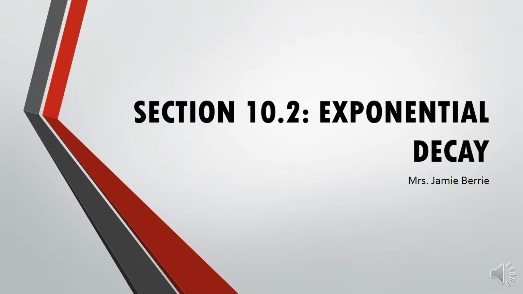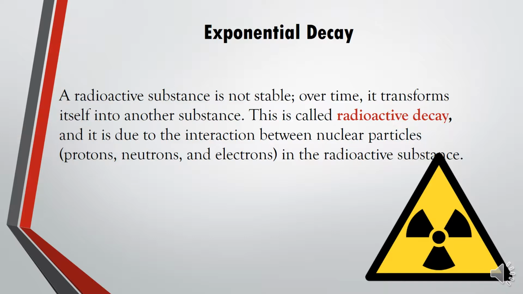In this video, we are going to cover section 10.2, which is called Exponential Decay. One of the good examples that relates to exponential decay comes from chemistry, and it deals with radioactive substances. A radioactive substance is not stable. Over time, it transforms itself into another substance, and this process is called radioactive decay.